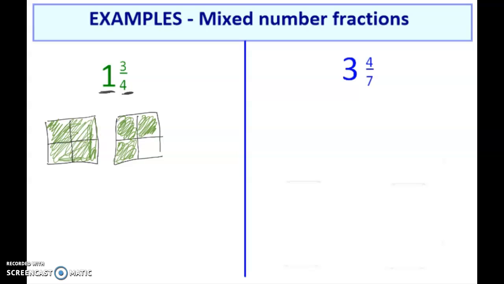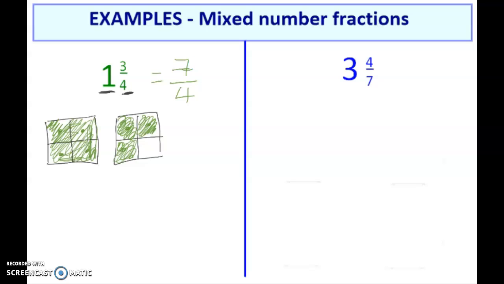But now I can count how many quarters I have coloured in all together. 1, 2, 3, 4, 5, 6, 7. So 1 3/4 as an improper fraction is 7/4. How good's that?